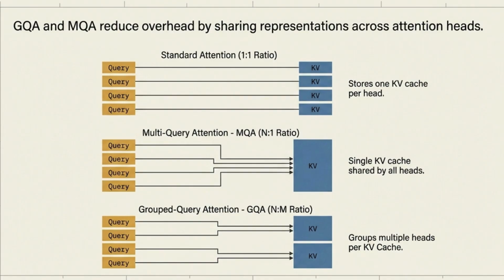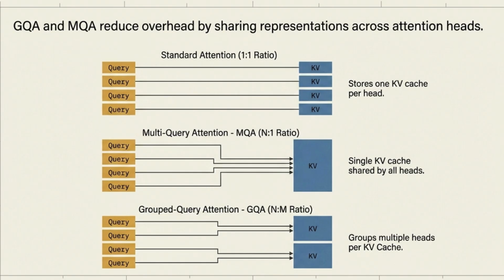It's too aggressive. And that's exactly why grouped query attention, GQA, is the production answer. Groups of query heads share each KV cache, N to M ratio. You still get serious memory reduction and quality is preserved. That's the sweet spot. This is why Llama 2 and Llama 3 both use GQA. Not because it was the simplest option, because it's the right engineering trade-off at scale.